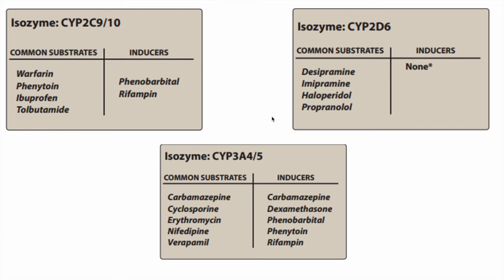Here are just some pictures of other drugs that belong to various subgroups. Remember, we said 3A4 and 2D6 are important. So we have other drugs such as carbamazepine, erythromycin, nifedipine, verapamil, cyclosporine. All of that is part of common substrates that get metabolized by 3A4. And then inducers of that are carbamazepine and phenytoin and rifampin and so on and so forth. So this chart is not extremely important, but I just put it in there for your reference.